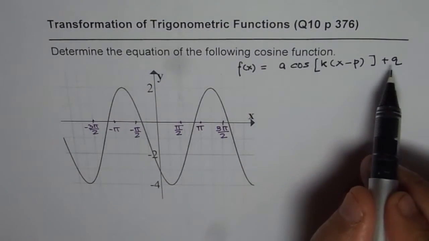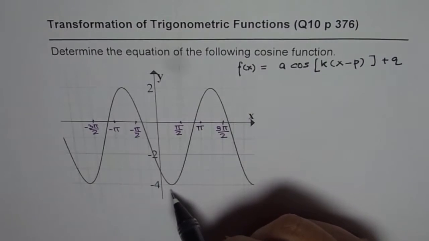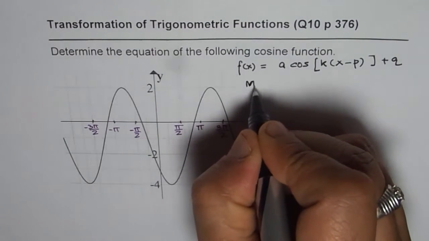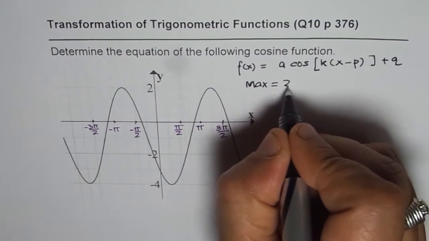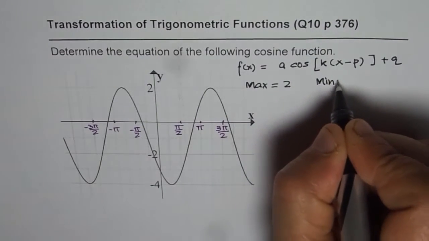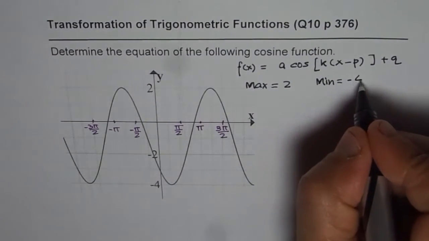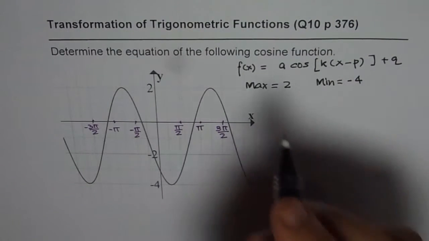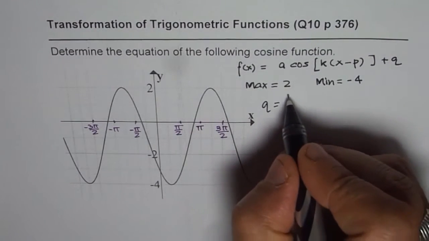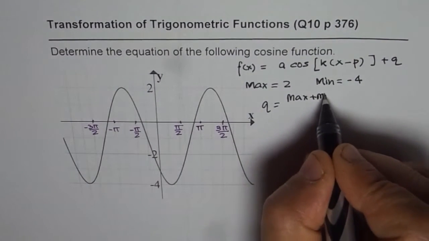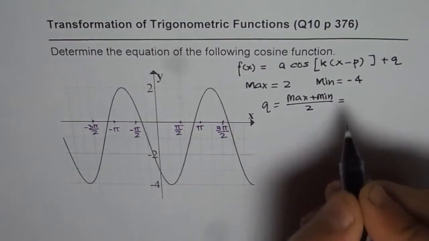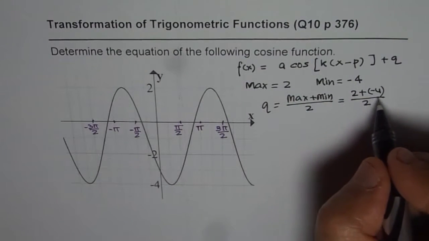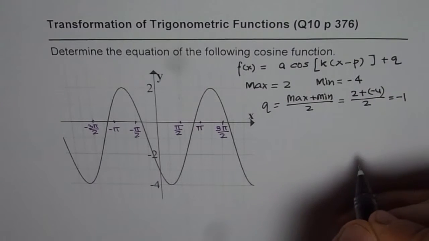Now, to find a and q, we need the maximum and minimum value of the function, which in this case we can directly read from the graph. So we can read that the maximum value is equal to 2, and the minimum value here is equal to minus 4. Now, the average of these two is the axis. So we can find q, which is the axis, as (maximum plus minimum) divided by 2, which will be (2 plus minus 4) divided by 2, which is minus 2 divided by 2, which is minus 1.